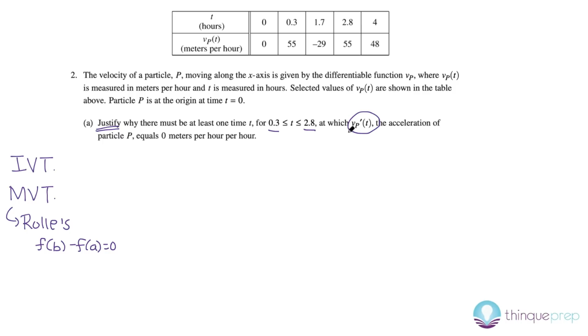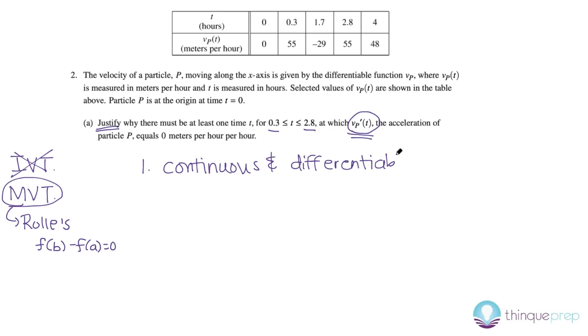So since we're asked for the derivative of v, our function, then we know we can't use the intermediate value theorem, so we must use MVT. So let's check to see that we've satisfied the conditions for MVT. Number one, our function must be both continuous and differentiable. If we're looking at the opening of the question, it says that the velocity of the particle p is given by the differentiable function v of p. Well, you need to know that if a function is differentiable, then by definition, it is also continuous. So we've checked off that category.